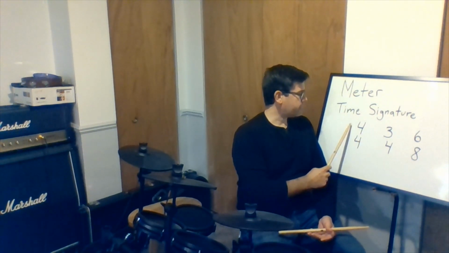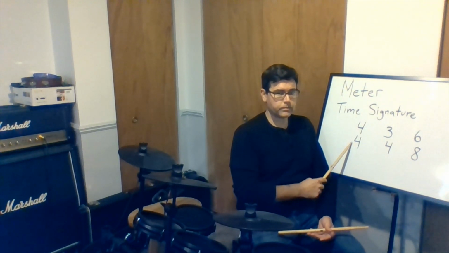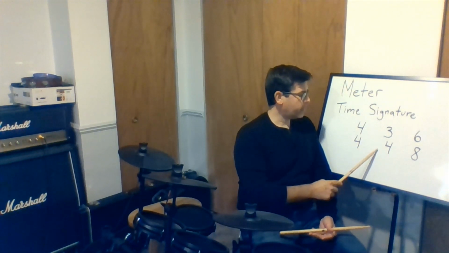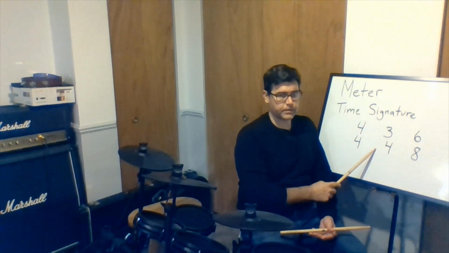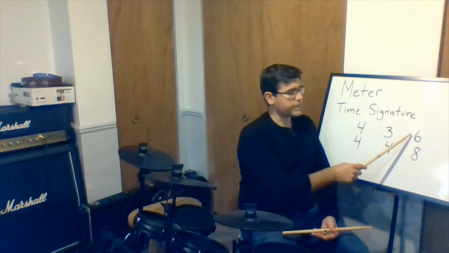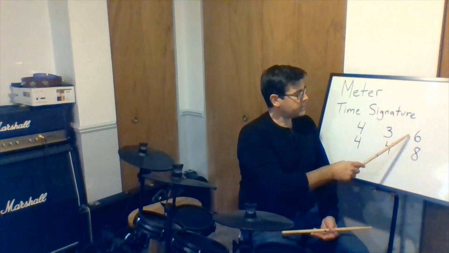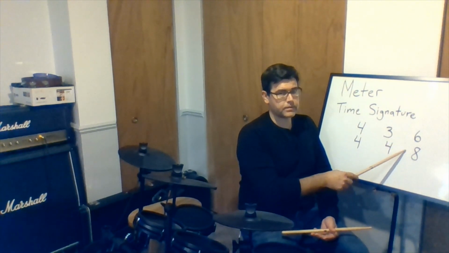So imagine that this was a fraction. 4/4 is 4 quarters, 4 quarter notes. 3/4 is 3 quarters, 3 quarter notes in the measure. Now 6/8 has an 8 at the bottom instead of a 4. So 6/8 is the same as 6 eighth notes.